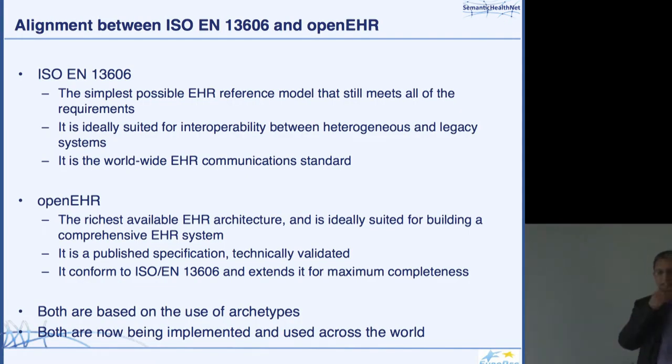And this slide is meant to tell you a bit of that, because I'm sometimes asked, is the 13606 standard competing with Open Air? Are these alternative ways of doing the same thing? And it's very important to realize that that's not true. They are seeking to achieve different things. The 13606 standard is the simplest possible model we can achieve that meets all the requirements. It's intended for interoperability between different kinds of systems. So if you like, it's a lean, mean model for transferring data between systems.